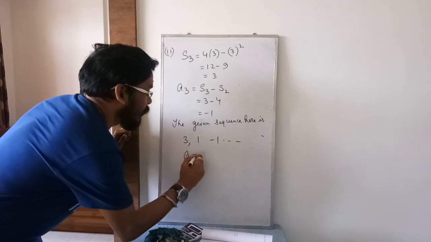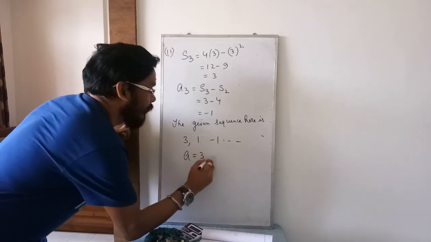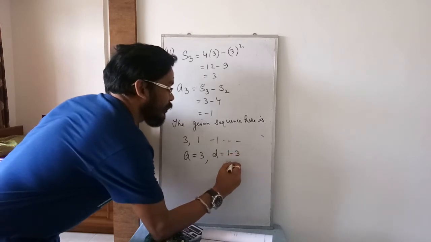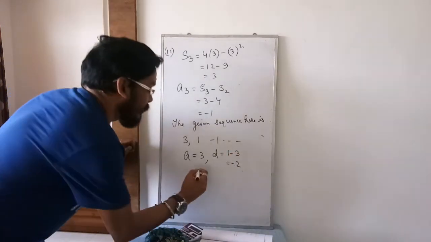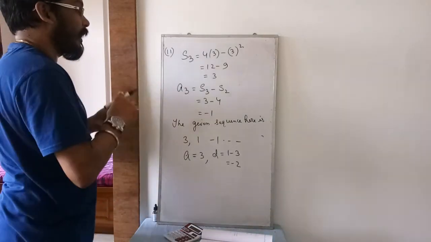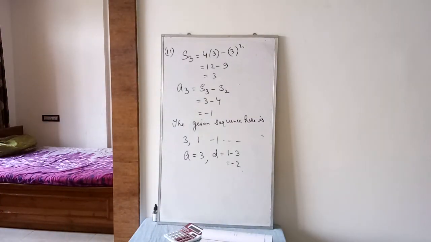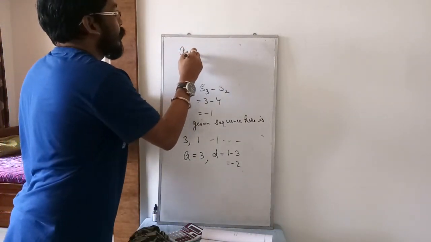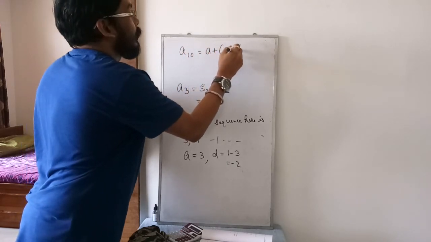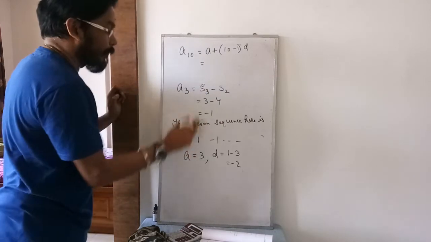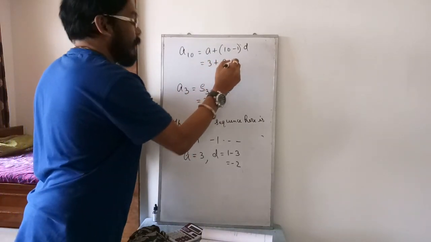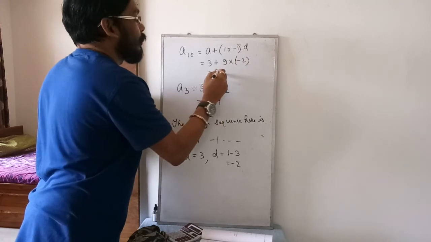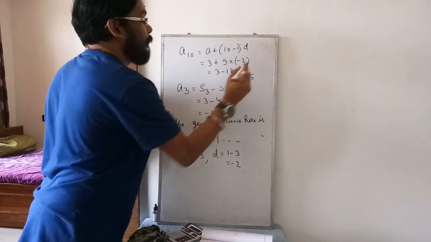Okay, here A equal to 3. Your D is 1 minus 3, that is minus 2. Now what I have to find out is the 10th term, A10. Take the screenshot of this part. Okay. I have to find out the 10th term, A10. So when you speak of A10, it is A plus 10 minus 1 into D. Now I can apply the value of A. A is here 3, 10 minus 1 is 9 and D is my minus 2. So 3 minus 18, that means minus 15.